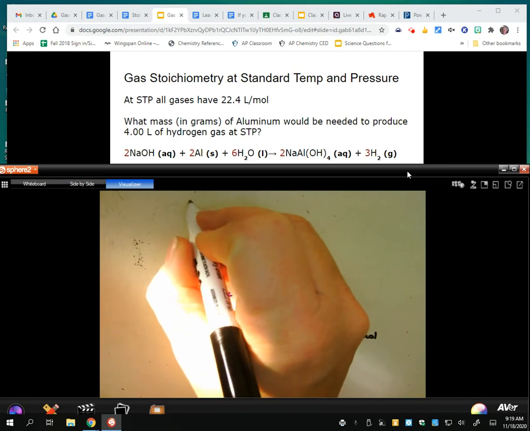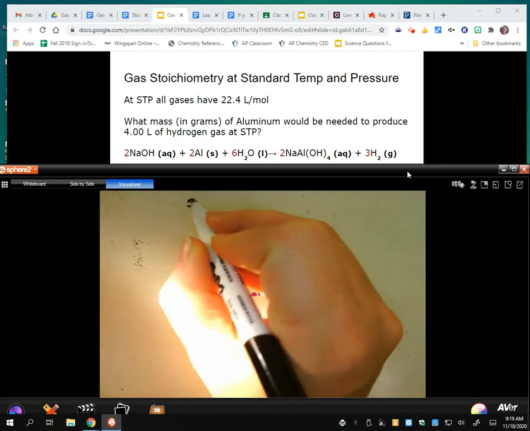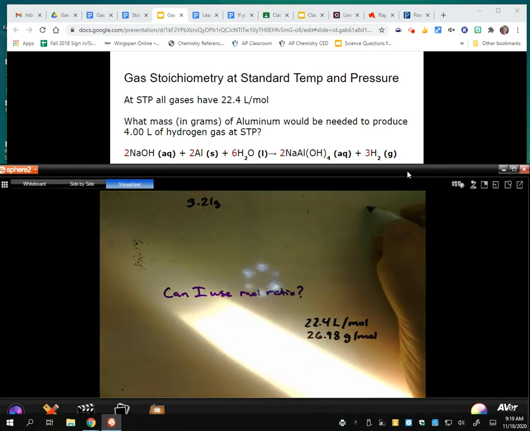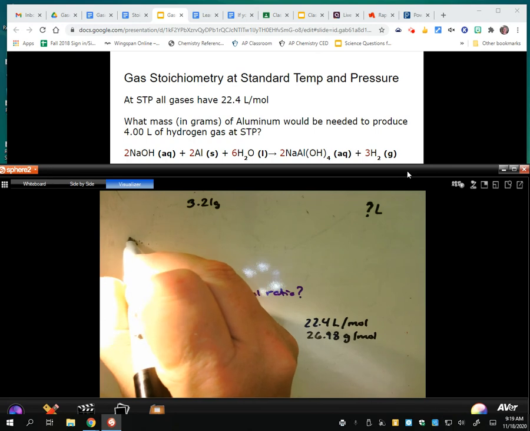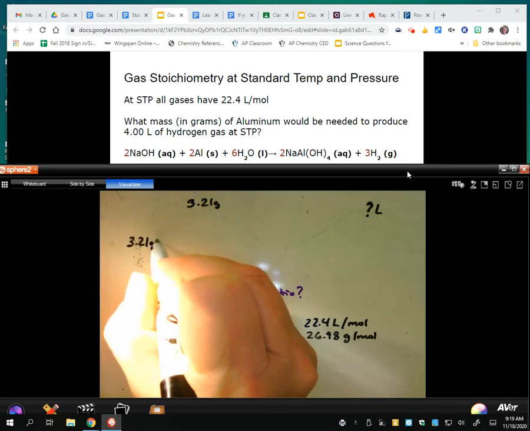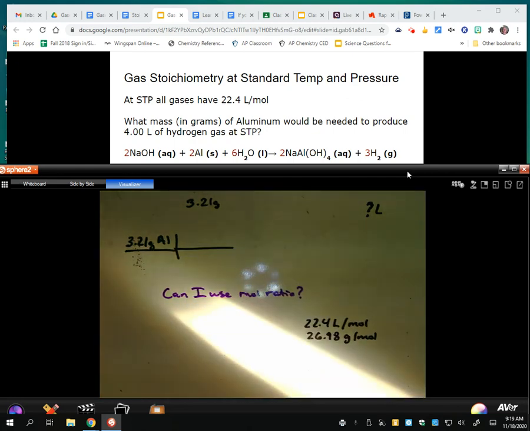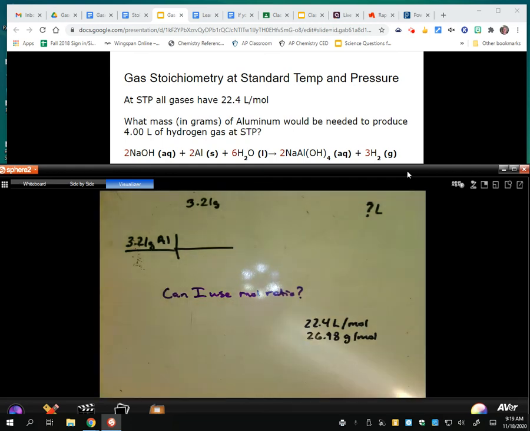So in this case, or this practice problem, I've got 3.21 grams of aluminum. And the question is, how many liters of hydrogen gas am I going to form? So I'm going to start with the number they give me in the problem with its units and identifier. And I'm going to go through the same process here with stoichiometry. So it is, I have 3.21 grams of aluminum.